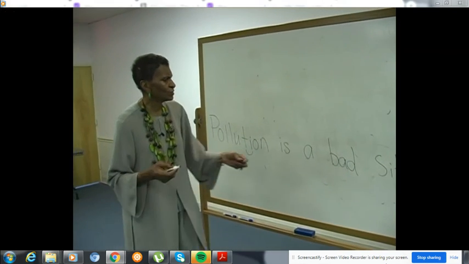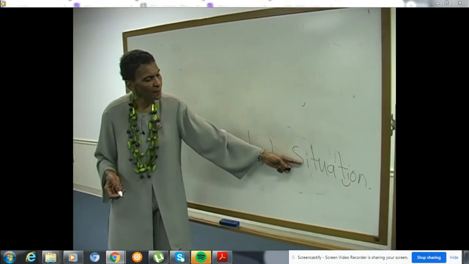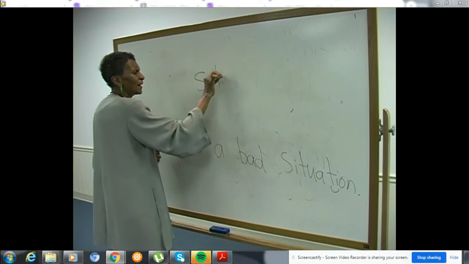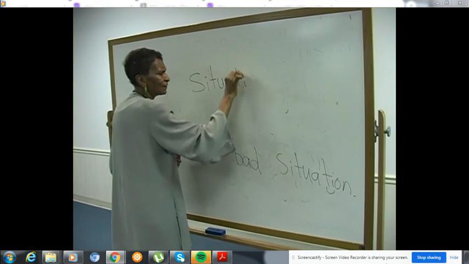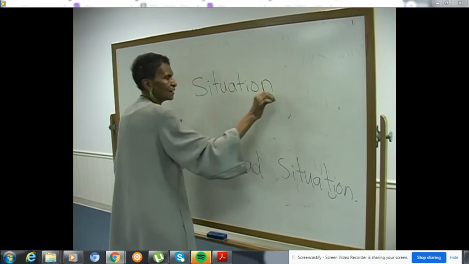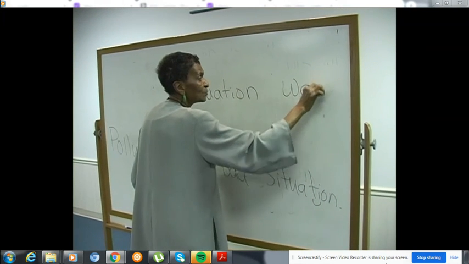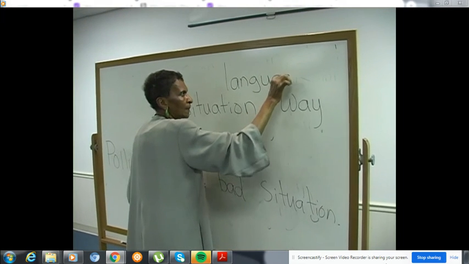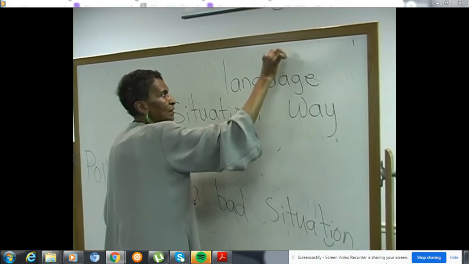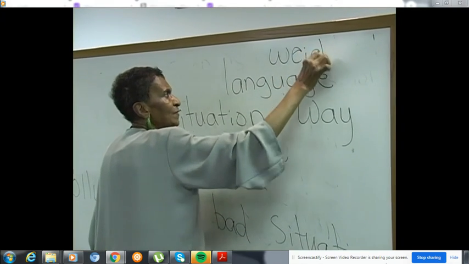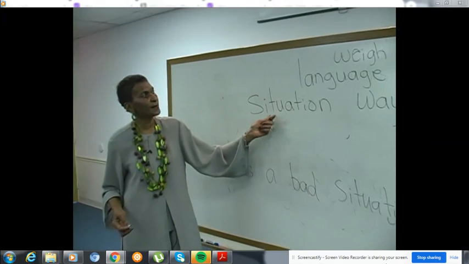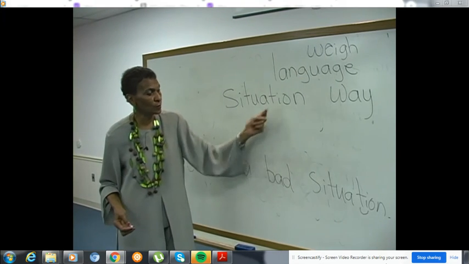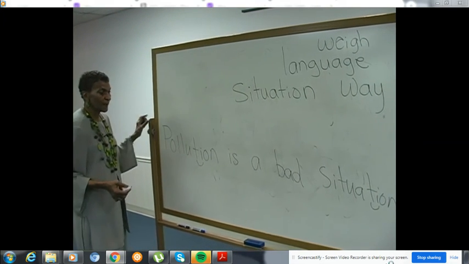Okay, what do you notice about the word situation? The U has the same sound as, let's look, because you are so bright, I need sunglasses. I tell you, they can't fool you. But situation has the same sound as way, same as language. And this is why children do not test well, because they're looking for what looks alike rather than knowing the rules.